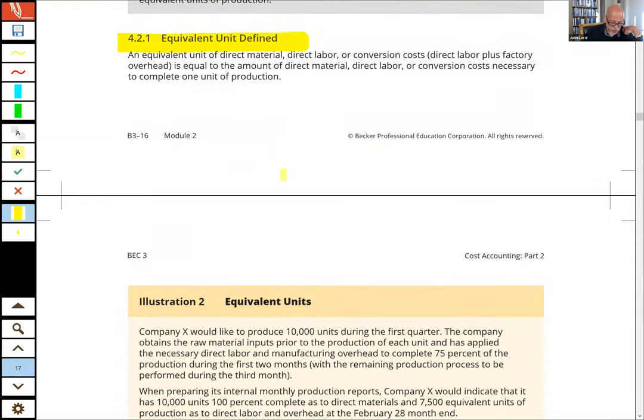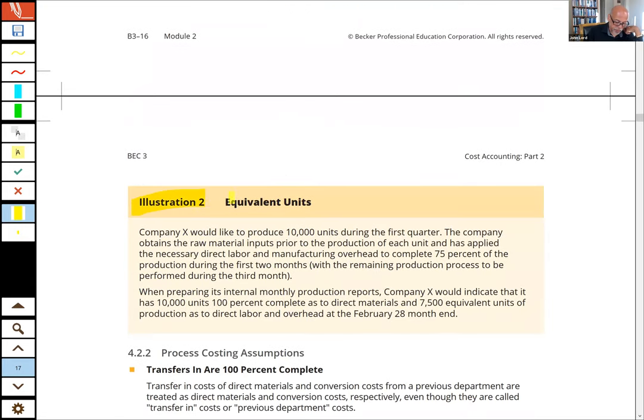Okay. So let's just look at this example. We have 10,000 units. We'd like to produce 10,000 units. And as far as our direct labor and our manufacturing overhead, what do you call direct labor and manufacturing overhead? What's another name for that? Prime cost? Try again. Conversion cost. Okay, labor and materials are prime costs. Labor and overhead are conversion costs.